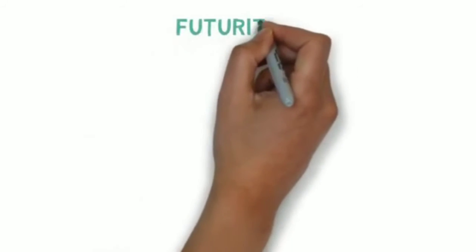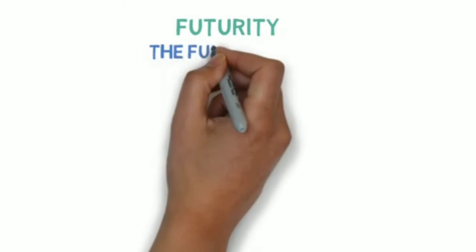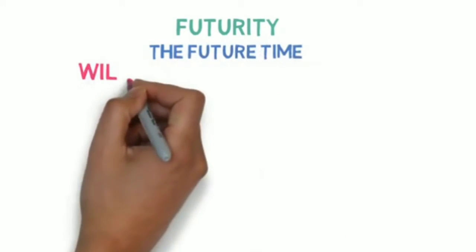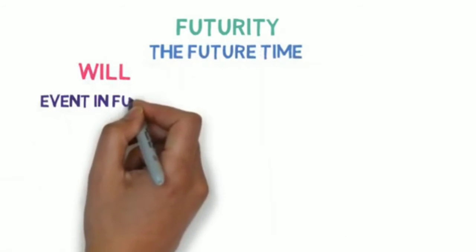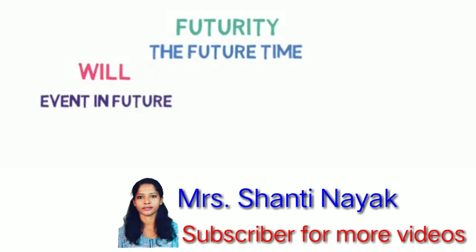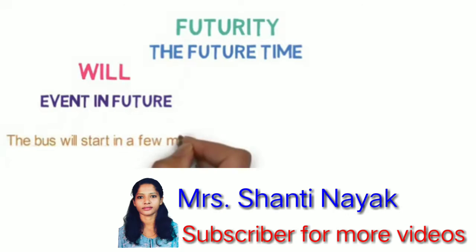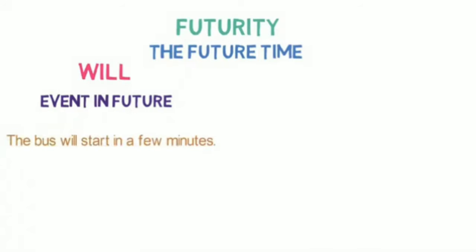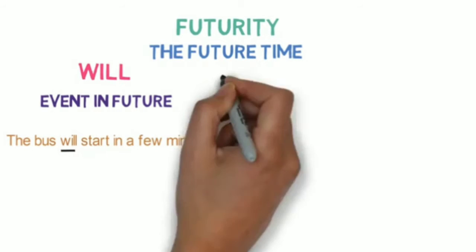Number 1. Futurity. Futurity means the future time. Will is used to refer to an event that is happening in the future. For example, the bus will start in a few minutes. Here, we are referring to a future event of starting of bus. So, we have used will.